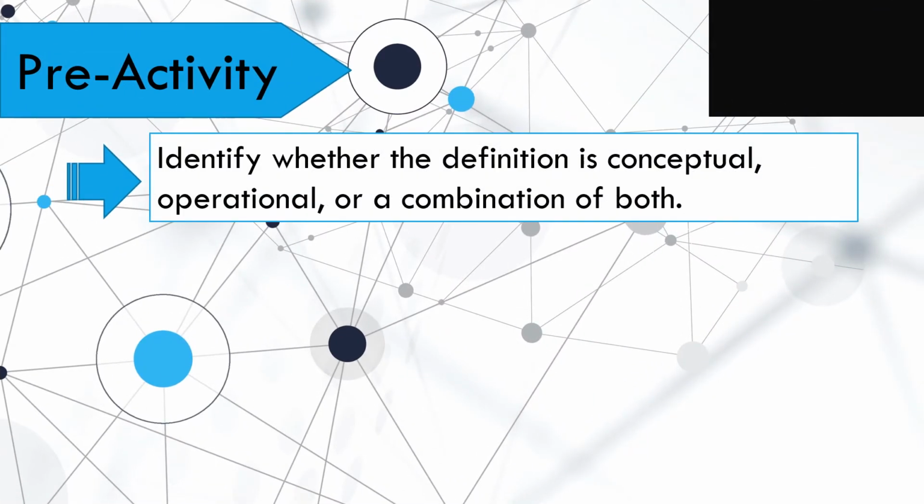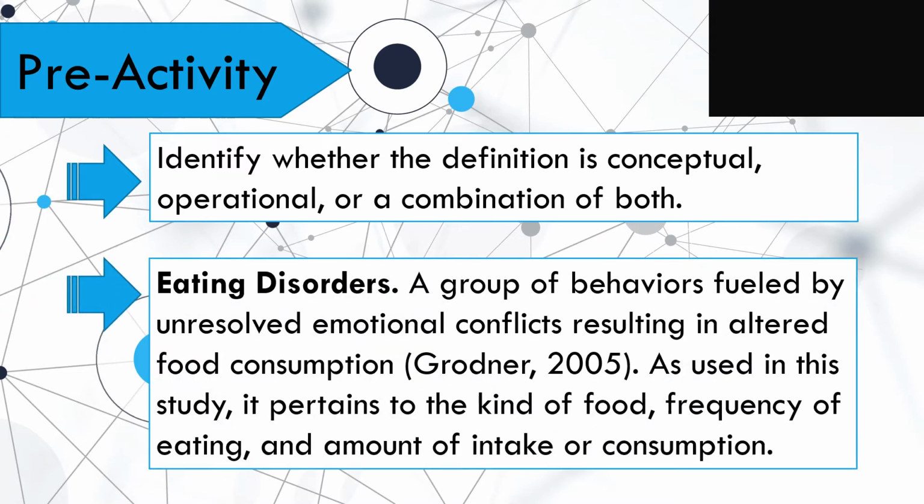To gauge your schema in defining terms in a study, let's have this activity. Identify whether the definition is conceptual, operational, or a combination of both. Eating disorders, a group of behaviors fueled by unresolved emotional conflicts resulting in altered food consumption. Grodner, 2005. As used in this study, it pertains to the kind of food, frequency of eating, and amount of intake or consumption.